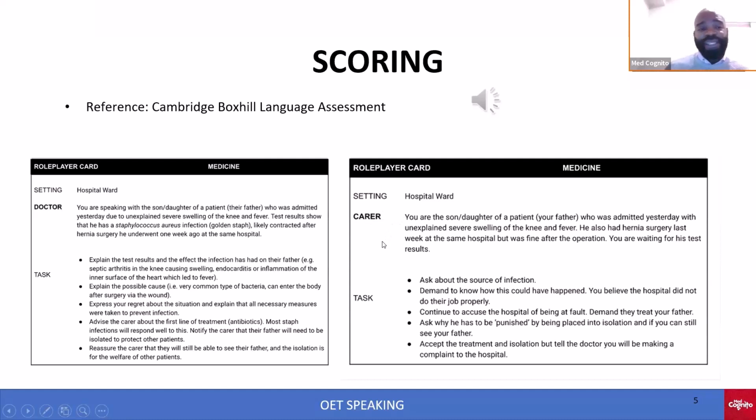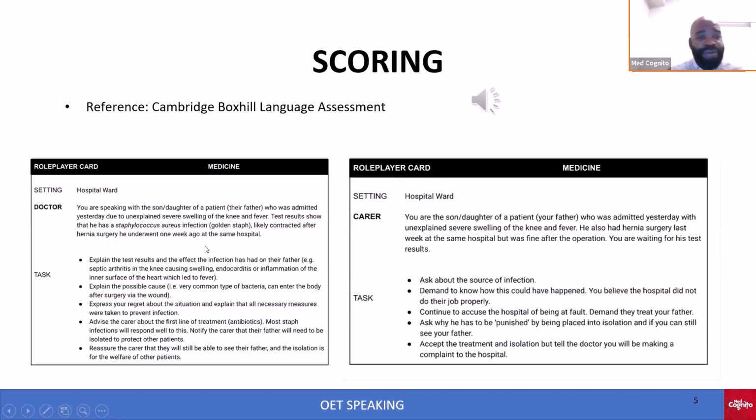Now, as mentioned previously, there are 3 important things on the role play card. You have a setting, which in this case is a hospital ward. You have the scenario, which is described over here on top, and then you have a list of tasks. Now you see that there are two cards. On the left is that of the doctor, and as I mentioned in the presentation, you would always be playing the role of a medical professional, and so you would have this card right here given to you, which has the doctor on top. The examiner, in this case, would have the card which has the label of a carer.